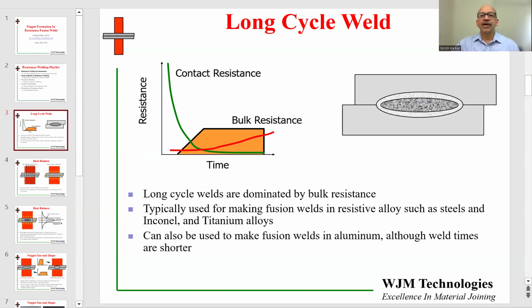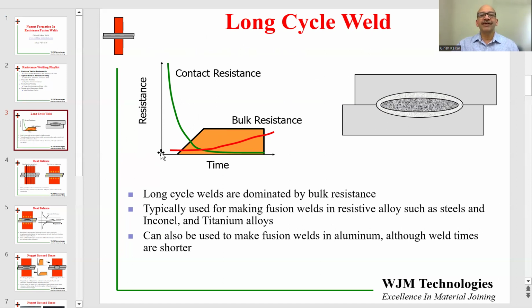So we're going to first look at how we form a fusion weld. A fusion weld in resistance welding typically forms during what we call a long cycle weld. On the left, I'm showing you a schematic. You would have seen this schematic on one of the previous videos, where we show the transition between the different resistances over time during welding.